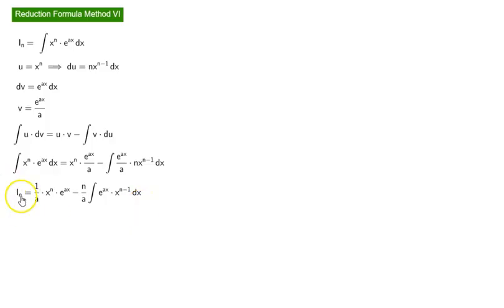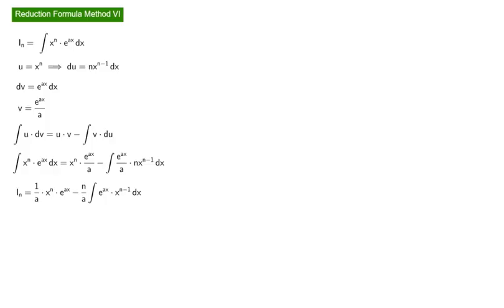So I sub n is equal to 1 by a times x to the power of n times e to the power of ax, minus n by a. a is a constant, so we take it out of the integral, and we get minus n by a times the integral of e to the power of ax times x to the power of n minus 1 dx. This is the formula for this integral.